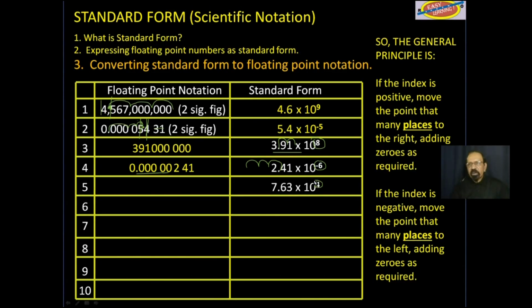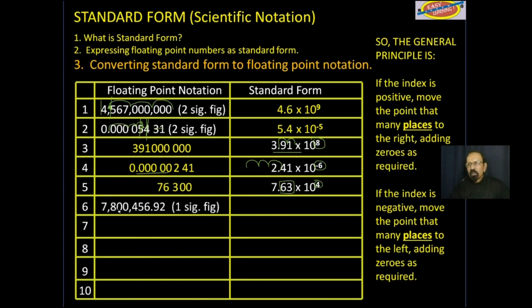Next one, 7.63 exponent 4. That number is greater than 1. So you need to move the point to the right. So you write the 763. The 63 will take up 2 of the places. So you just need to add 2 more zeros.